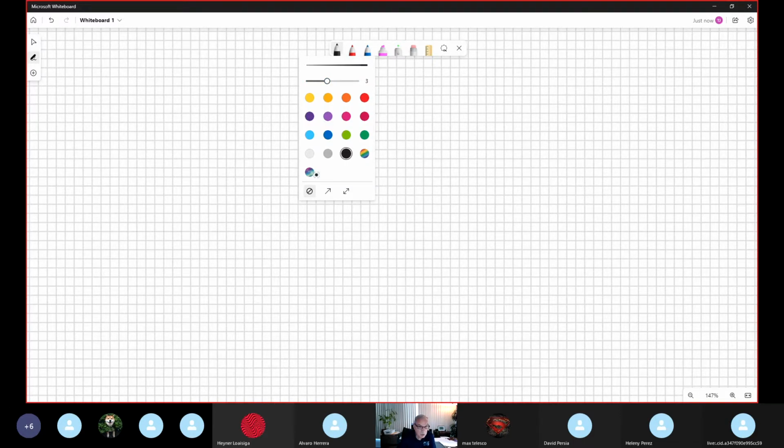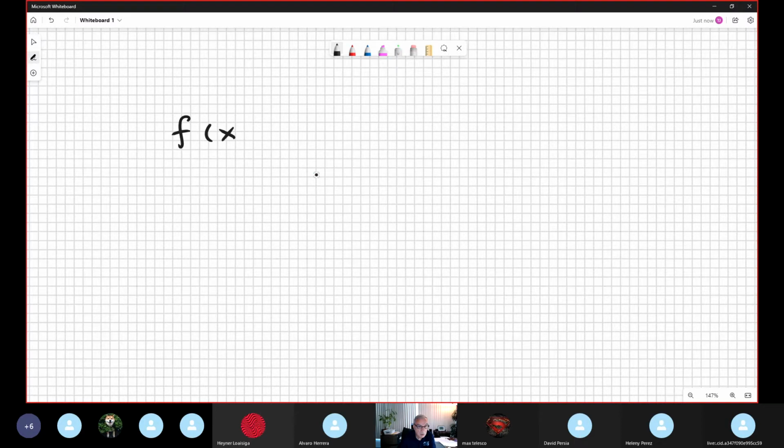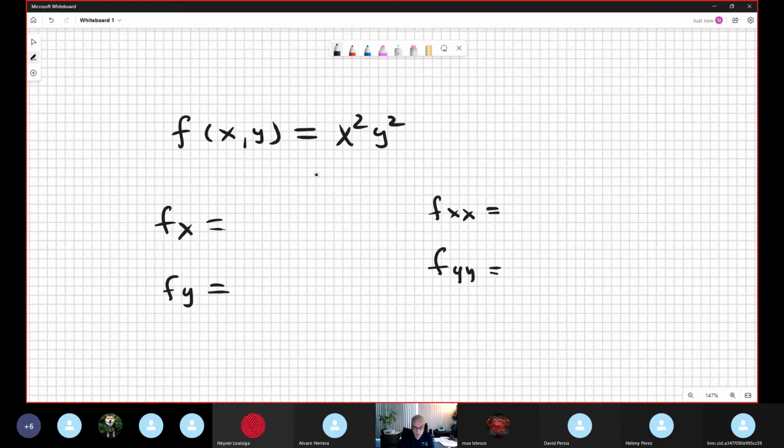Suppose the function is equal to x squared y squared. Easy, piece of cake. But I need to compute a lot of things. We need to compute the partial derivative with respect to x, the partial derivative with respect to y, the second derivative xx, second derivative yy, second derivative xy, and second derivative yx.